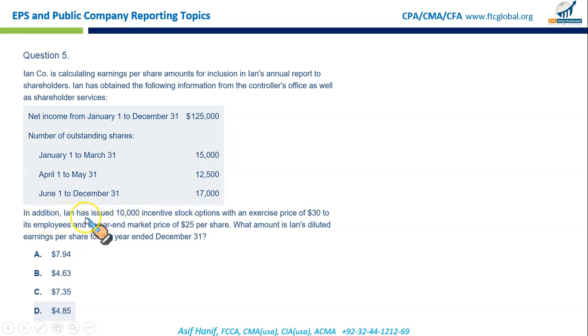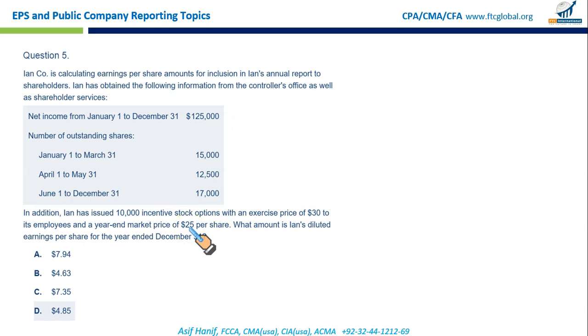In addition, EN has issued 10,000 incentive stock options with an exercise price of $30 to its employees, and the year-end market price of the share is $25 per share. This is a clear indication that your stock options are out of the money, because these options give you the right to purchase the stock at $30, which is available in the market at $25. Why would you exercise such an option to buy the stock at $30, which is available in the market for $25? So you will allow the options to lapse.